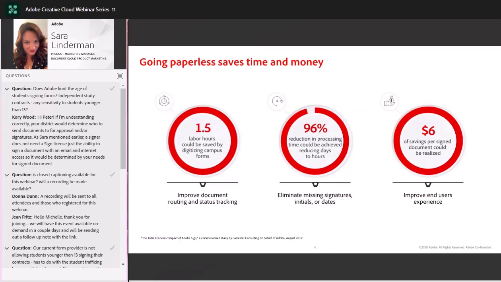So what happens when you go digital? Well, you kill all those pain points that I mentioned. For each transaction, and we consider a transaction one document that's going out for signature, a school can save an average of an hour and a half of labor by going digital. And since you're actually able to reduce a lot of the errors by going digital, you can reduce your overall processing time by up to 96%. And when you add up all the hard and soft costs, you realize an average savings of around $6 per transaction. Now, I know that sometimes that figure sounds shockingly high, but if you contemplate all the things that go into it, it's really not.